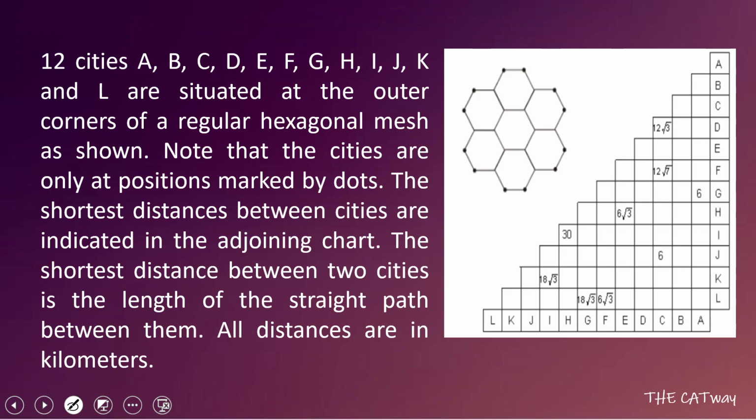The question says that 12 cities A to L are situated at outer corners of a regular hexagonal mesh as shown. Note that the cities are only at positions marked by dots. The shortest distances between cities are indicated in the adjoining chart. The shortest distance between two cities is the length of the straight path between them. All distances are in kilometers.